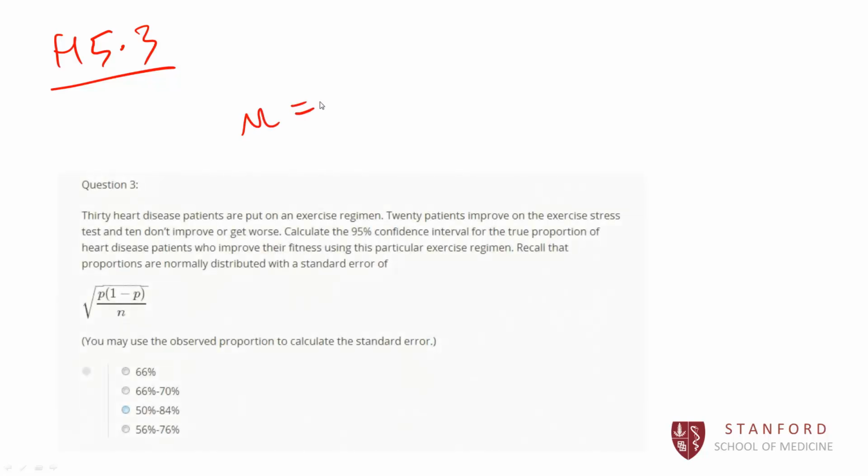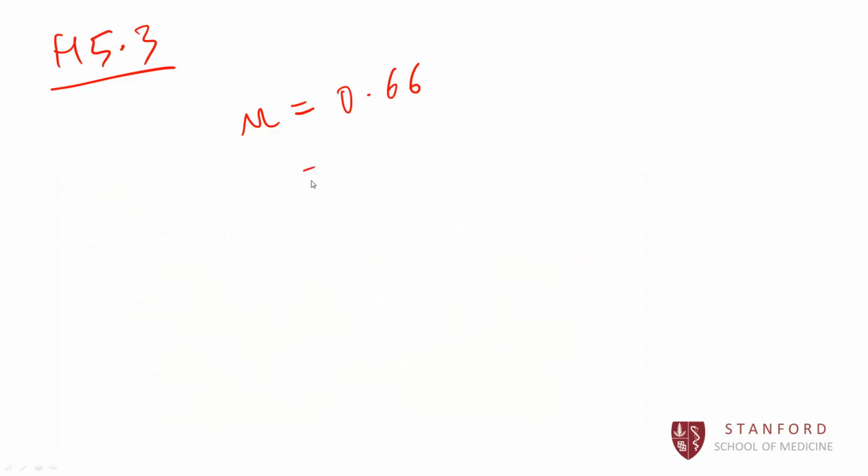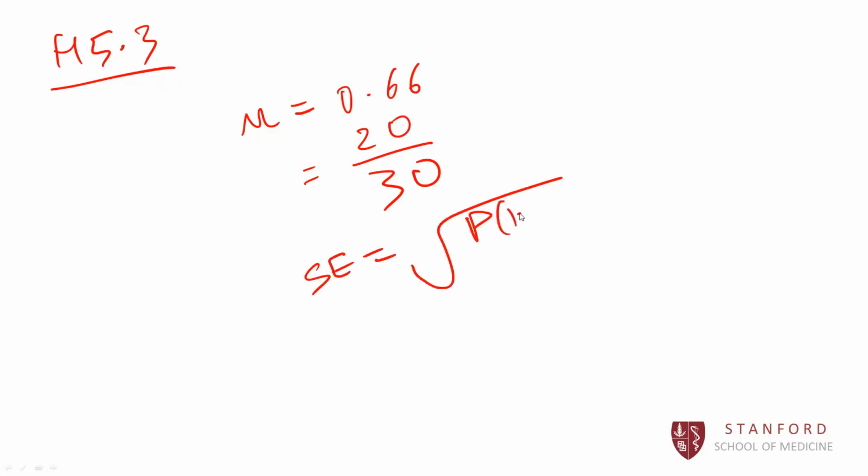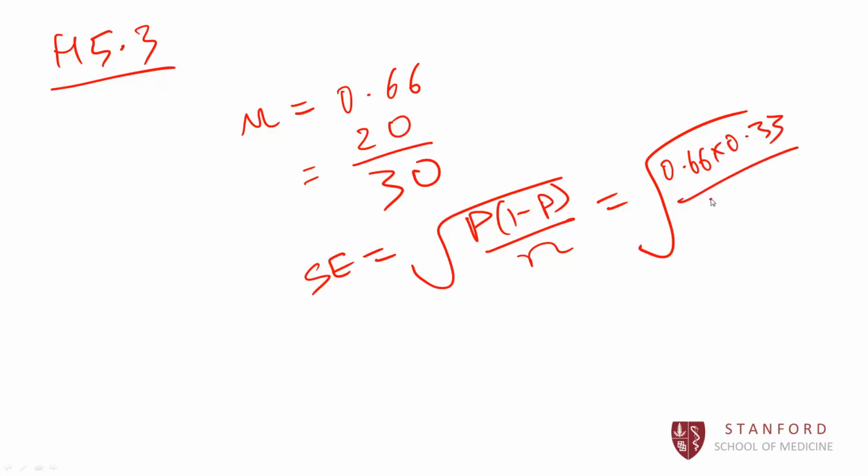For this question, we know that the mean is 0.66. How do we know this? This is because we have 20 patients out of 30 who improve based on the exercise stress test. We also know that the standard error is given by the formula the square root of P times 1 minus P divided by N. In this case, our P is 0.66, 1 minus P is 0.33, and N is 30. So we have a standard error of 0.086.